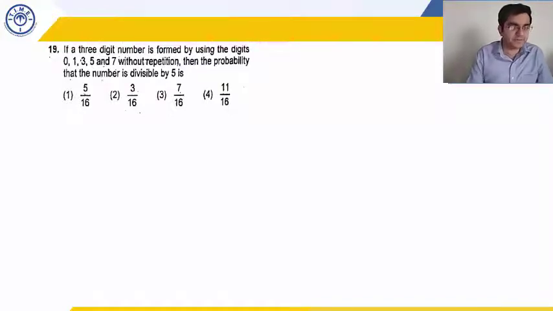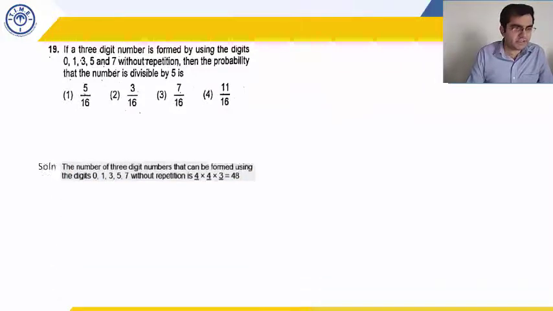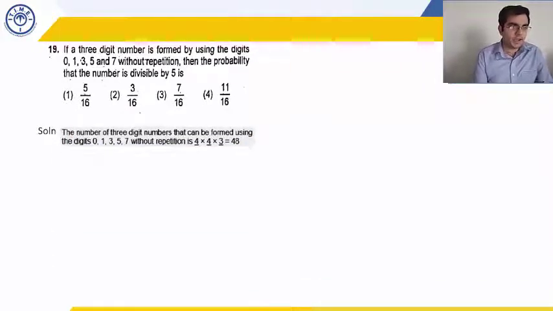Okay, sufficient. So first, let's look at the solution and proceed. So you have a 3-digit number. These are the 3 digits, this dash, dash, and dash. Okay. And you have a total of 5 digits, 0, 1, 3, 5, 7. So see, always you have to know this, it's very important. You can write this in your copies.